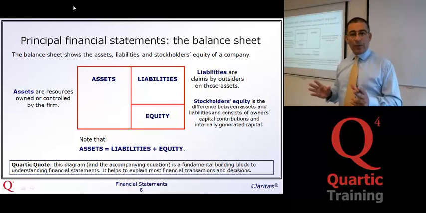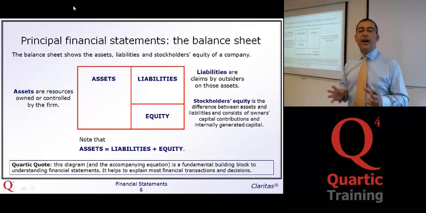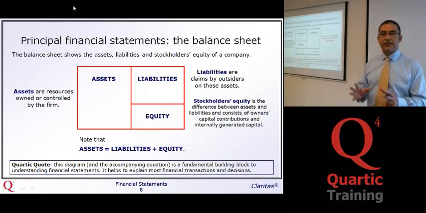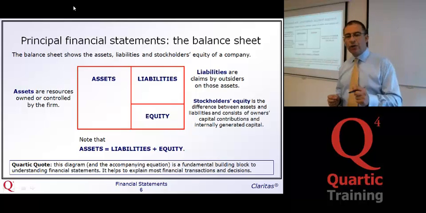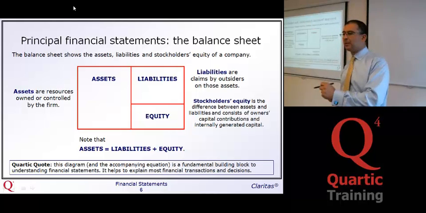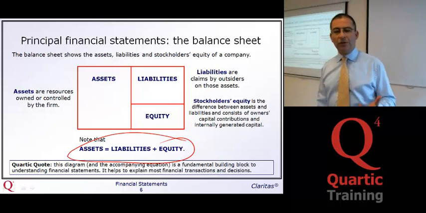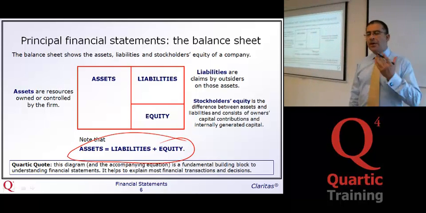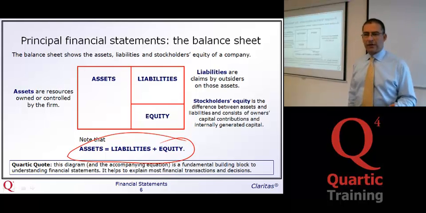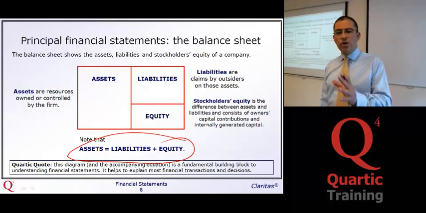And then finally, equity. Equity is defined as assets minus liabilities. In other words, the balance sheet must balance. Assets equals liabilities plus equity. And this is called the fundamental accounting equation, and you really do need to know that very well. But the way this diagram works is we use this diagram a lot.